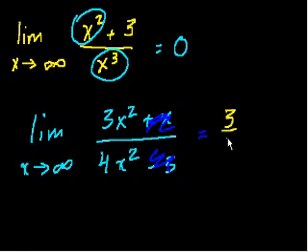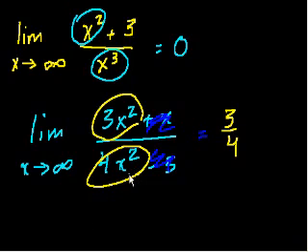It's 3/4. So what you do is you just figure out what's the fastest growing term on the top, what's the fastest growing term on the bottom, and then figure out what it approaches. If they're the same term, then they kind of cancel out, and you say the limit approaches 3/4. It's a very non-rigorous way of doing it, but it gets you the right answer.